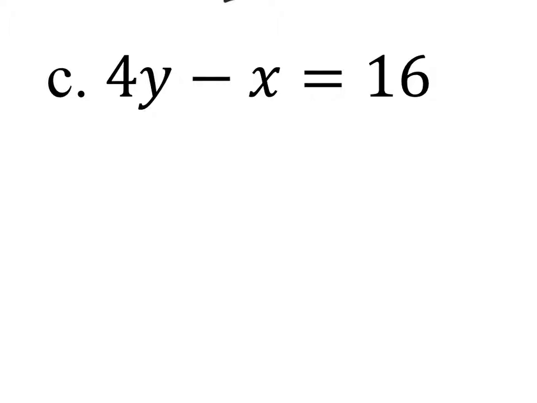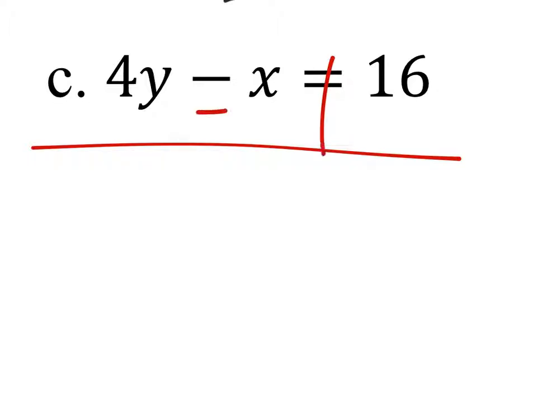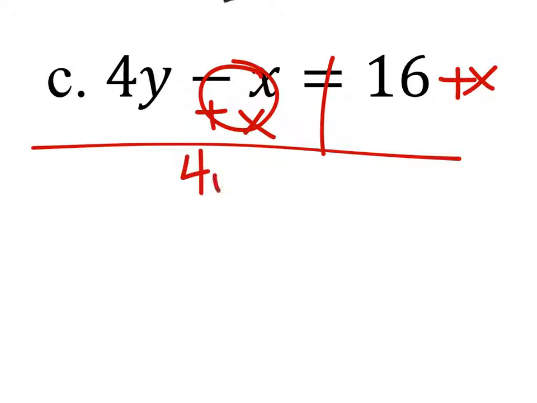Alright, see, it has a little bit different format. This isn't technically standard form, even though it kind of is, because we got the 4y first. So again, we need to get rid of that minus x by adding an x to both sides. So this becomes a 0. We got 4y equals 16 plus x.